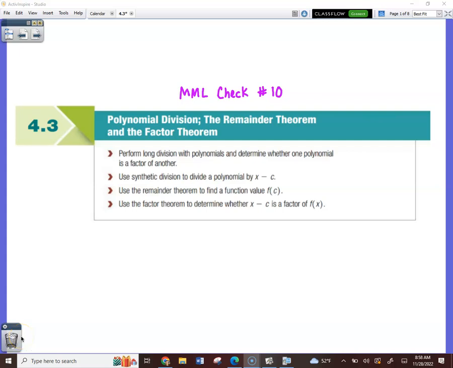4.3 is one of my favorite sections because I love the algebra behind it, and this gets used in future math classes. 4.3 is tying together what we've already talked about. We're still looking at polynomials. We're still talking about where they cross the x-axis.